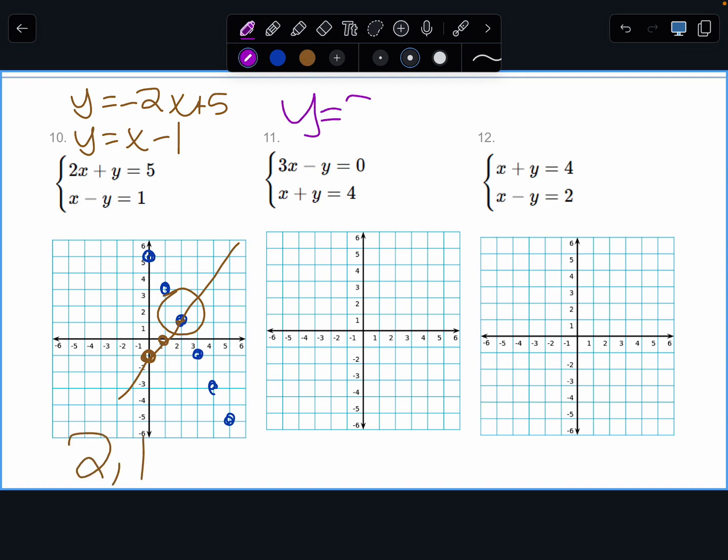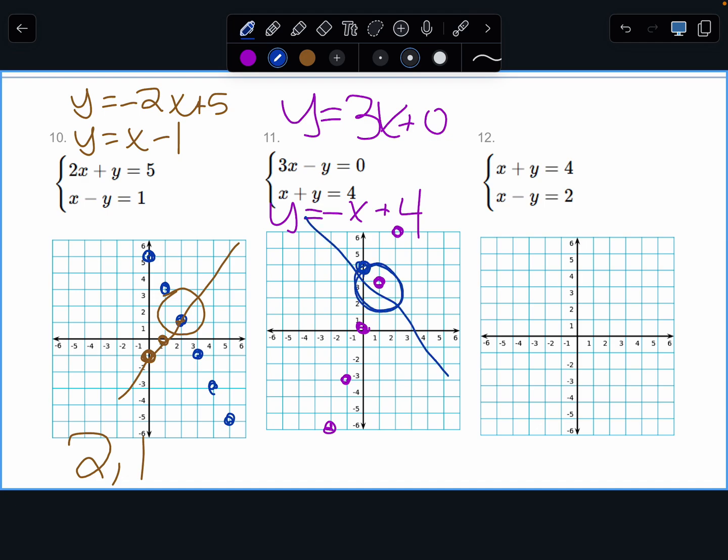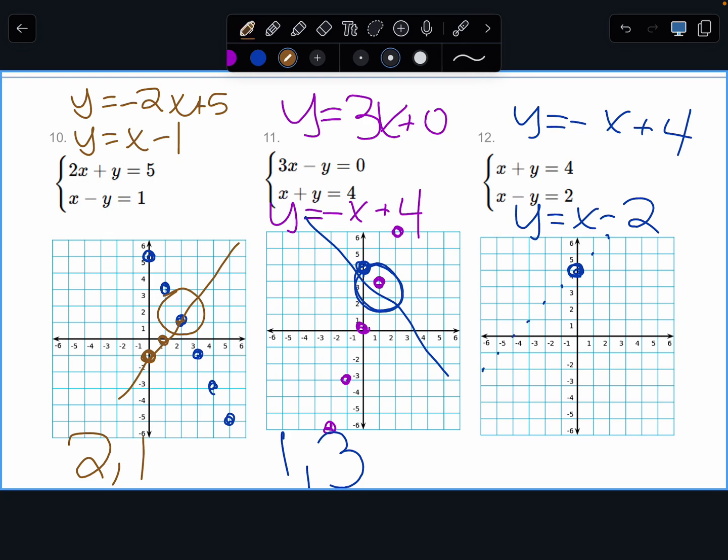This one, you should get y equals 3x plus 0. And this one, you should get y equals -x plus 4. So first one should look like this. And then the second one, they would cross at the 1 and 3. And the last one, first dot on the 4, up 1 over 1. And then first dot on the -2.